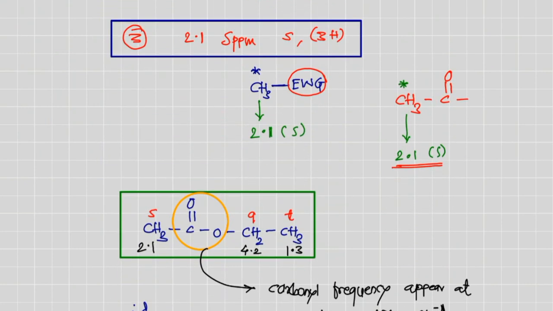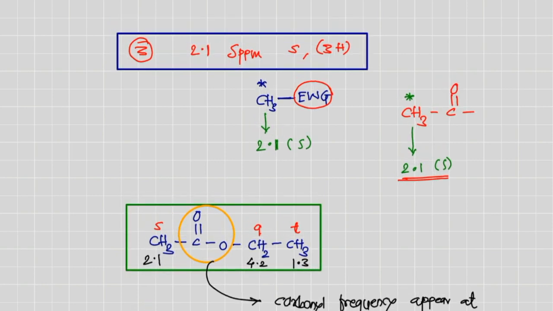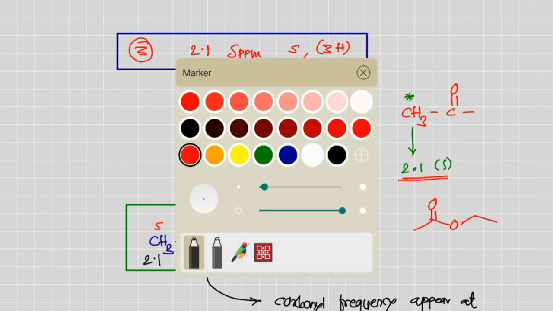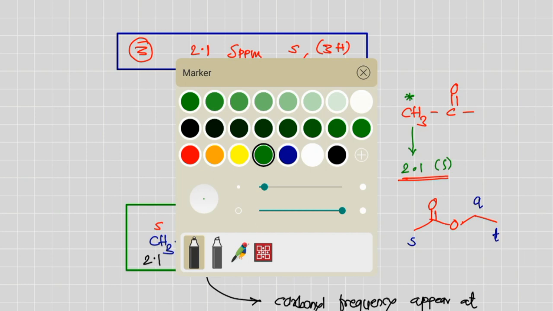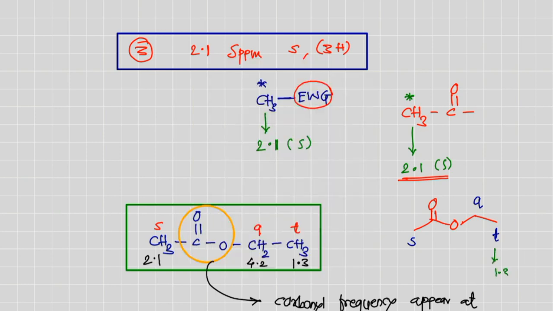Okay, and from these three signals one can expect CH3COOCH2CH3. So basically your structure will be CH3COOCH2CH3. Now here we can mention that this is your triplet, this is your quartet and this is your singlet. These are the three regions. And what are the values given now? This will be 1.3, this will be 4.2 and this will be 2.1.